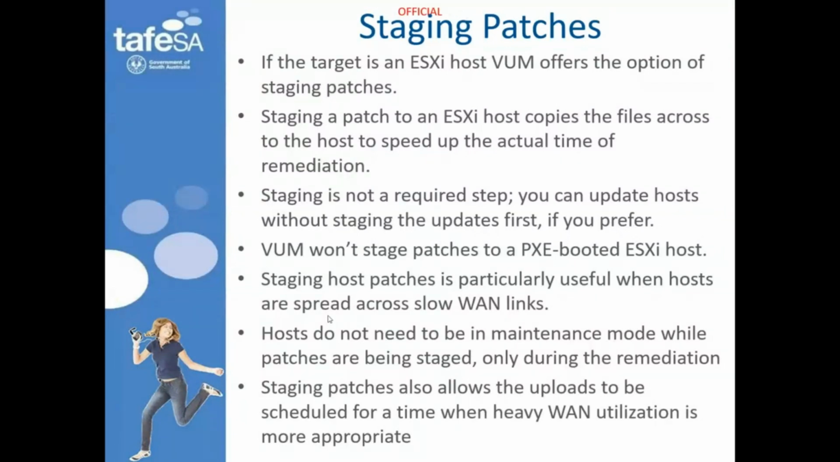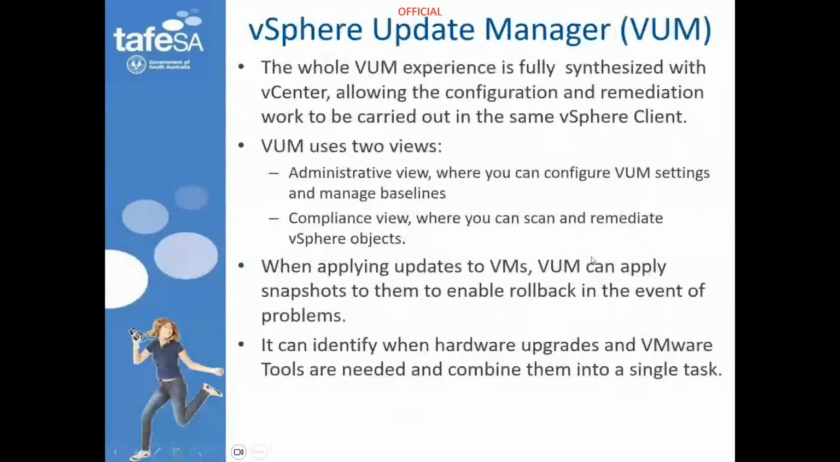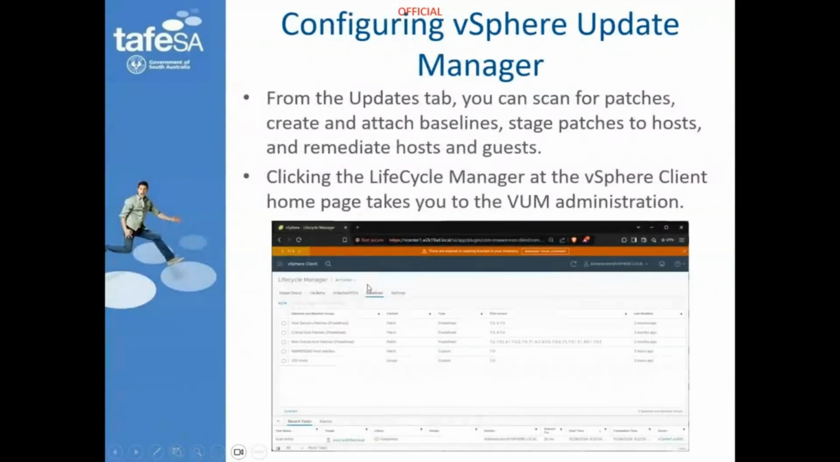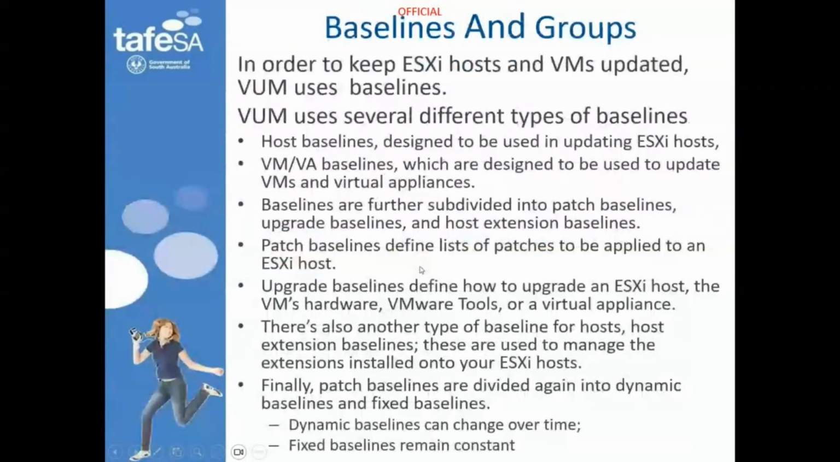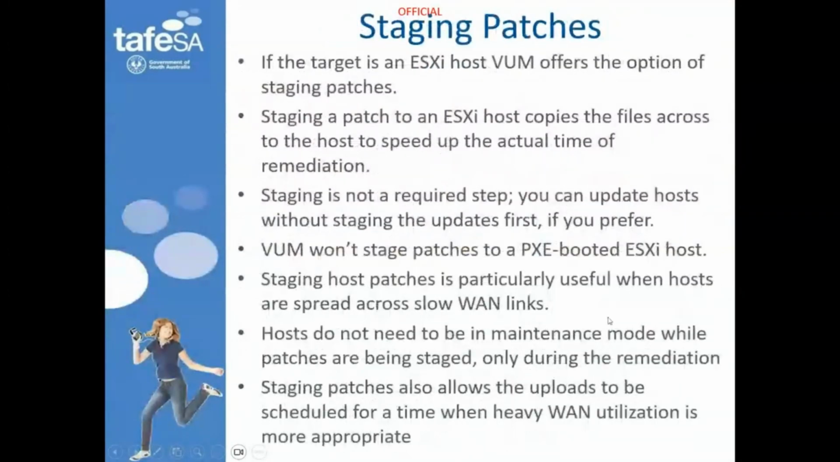So VUM won't stage patches for any PXE booted ESXi hosts. Of course not, because PXE means network booting, right? Pre-execution environment booting. What does that mean? That means it's going to download an image from somewhere and boot from it. So again, that's this image depot. So instead of actually patching the host and installing the updates, we just make a new image and tell it to reboot, and it will download the new image. It will already be updated. So that's why it won't do that.